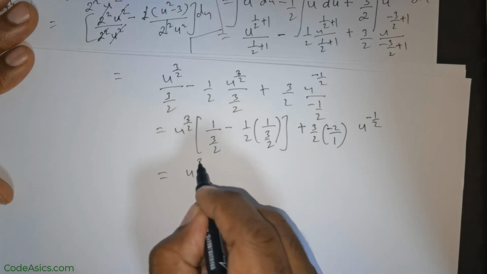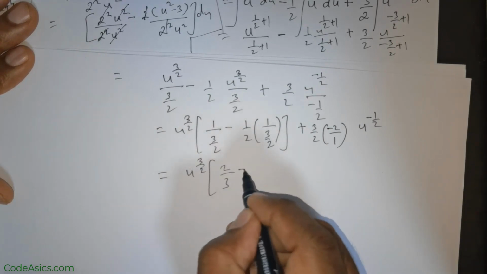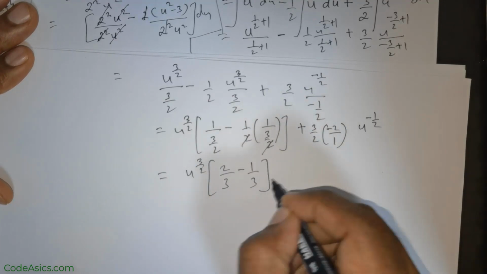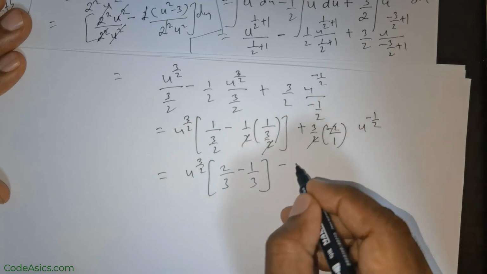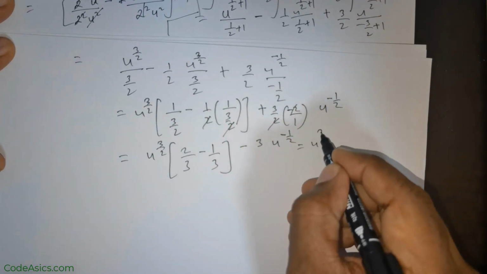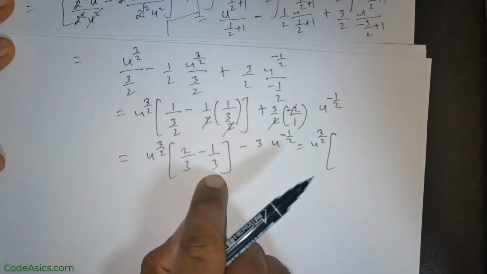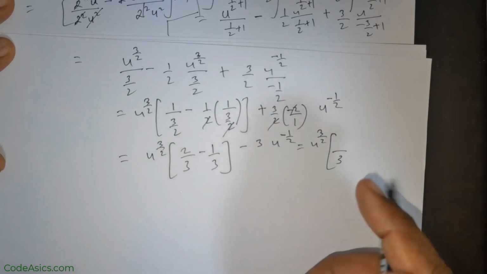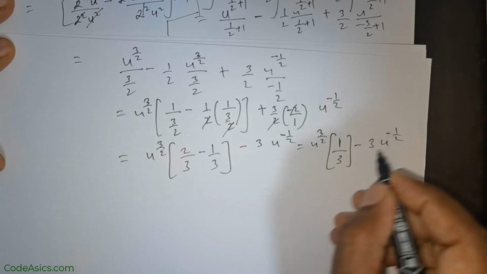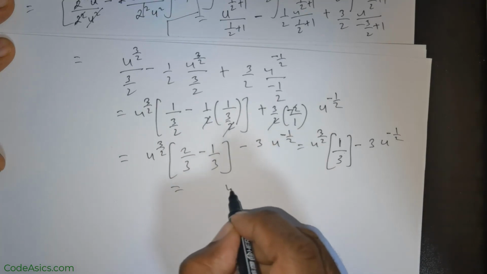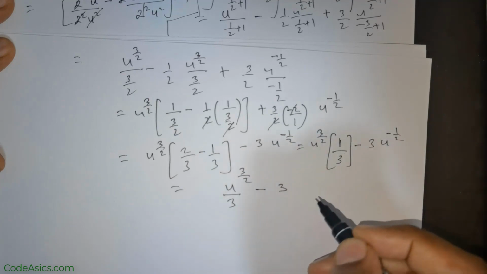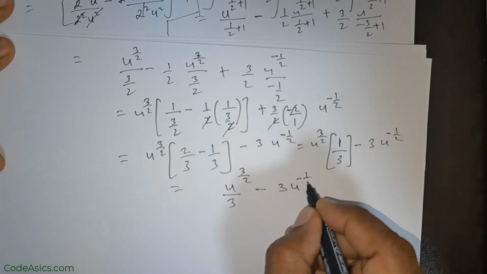So this is equal to u raised to the power of 3 over 2. You flip this, you get 2 over 3. In fact 2 can be cancelled, giving you 1 over 3, and over here 2 can be cancelled, giving you negative 3 u raised to the power of negative 1 over 2. So this is equal to u raised to the power of 3 over 2, 3 is the LCM. 2 minus 1, it's going to be 1 over 3, minus 3 u raised to the power of negative 1 over 2. So if you have to rewrite this, this is u raised to the power of 3 over 2 divided by 3, minus 3 times u raised to the power of negative 1 over 2.